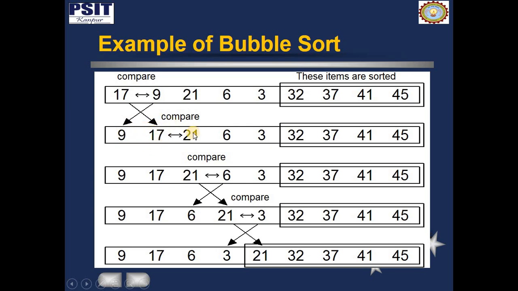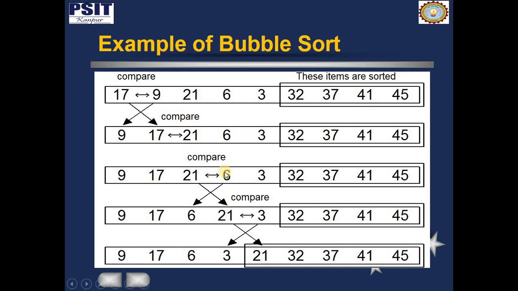Next time 17 and 21 will be compared, because 21 is already larger, the adjacent is not smaller, it is already larger, then there is no need to swap. Okay, so now in the next step 21 will be compared with 6, so 6 is smaller, then swapping will take place and so on.